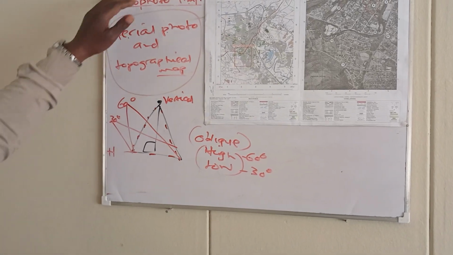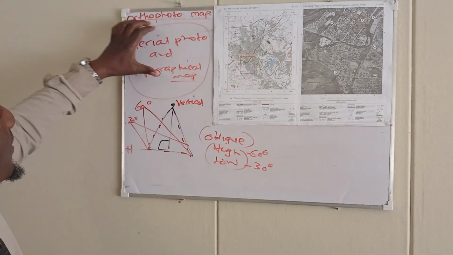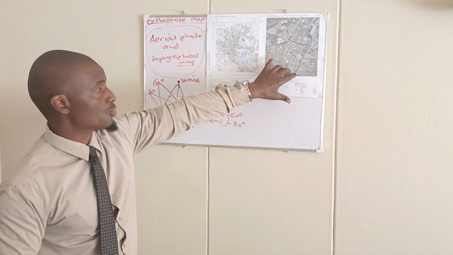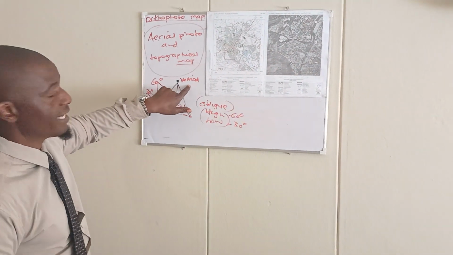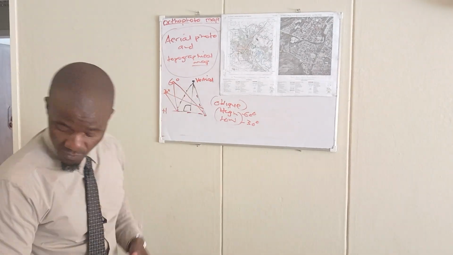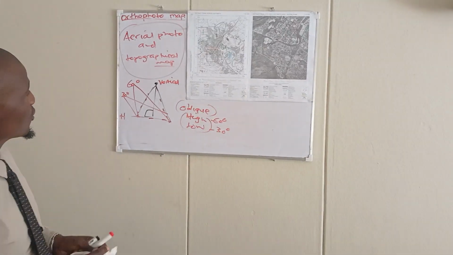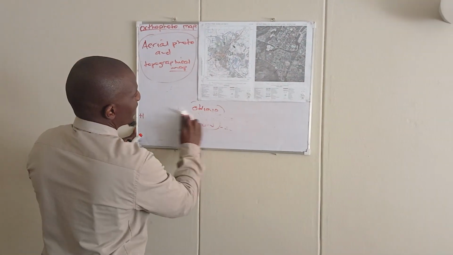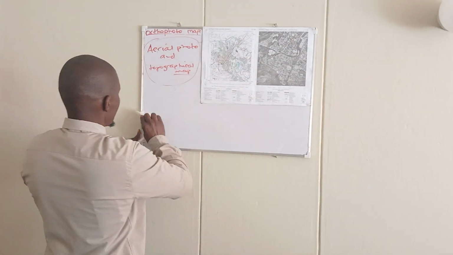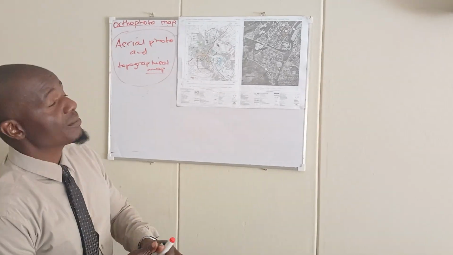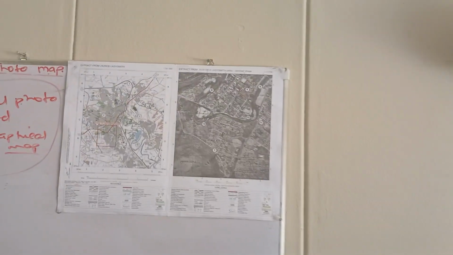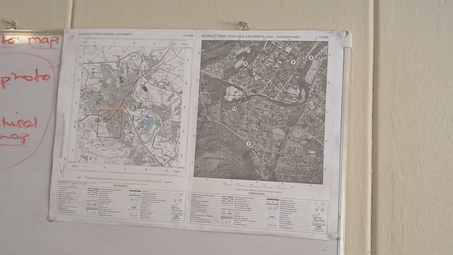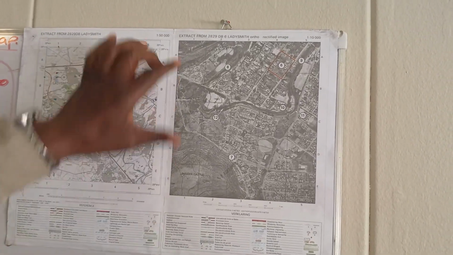But our orthophoto is a combination of aerial photograph and topographic map. This is what makes up the orthophoto. But mostly I'll be looking at the vertical aerial photograph. So an orthophoto is a combination of vertical aerial photograph and topographical map. I'm just going to take you through some of the basic features or information that you can have on an orthophoto map. So this is our orthophoto map.